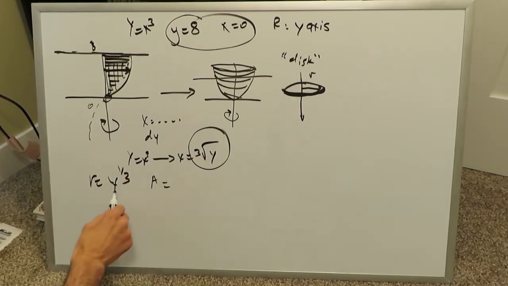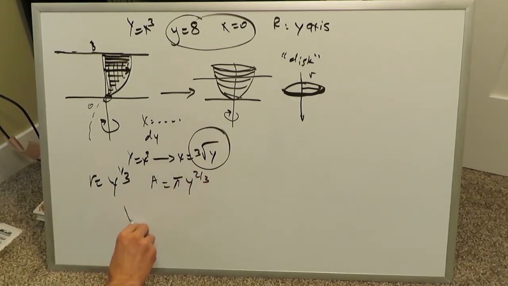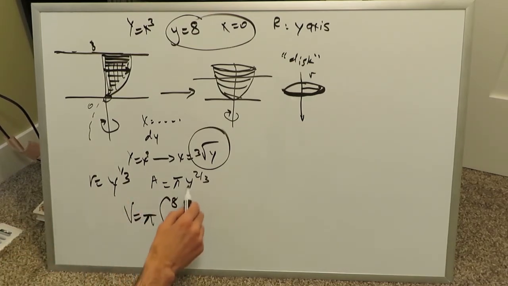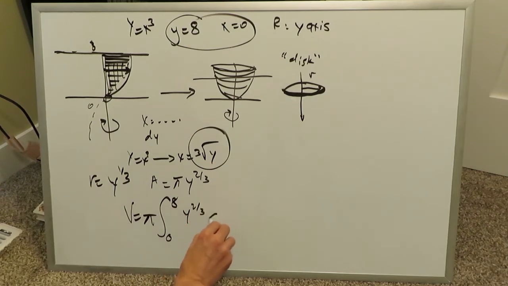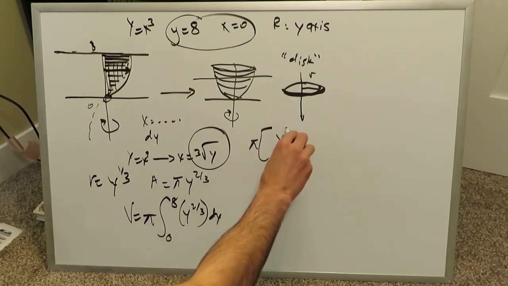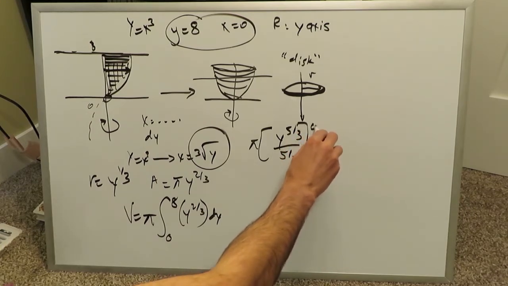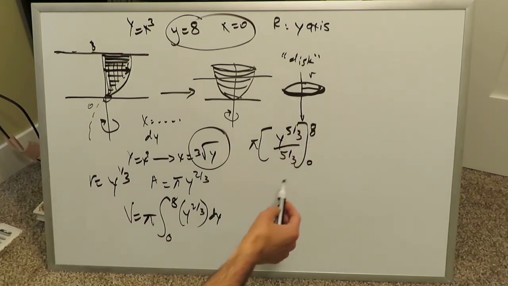Area must equal pi r squared, which is pi y to the 2 over 3. Then volume must be determined using your integration technique from the lower limit 0 up to the upper limit 8, y to the 2 over 3 dy. You have to do the polynomial technique here: n plus 1 divided by n plus 1, which is not hard. When you integrate it, you get y to the 5 over 3 divided by 5 over 3 from the lower limit 0 to the upper limit 8.